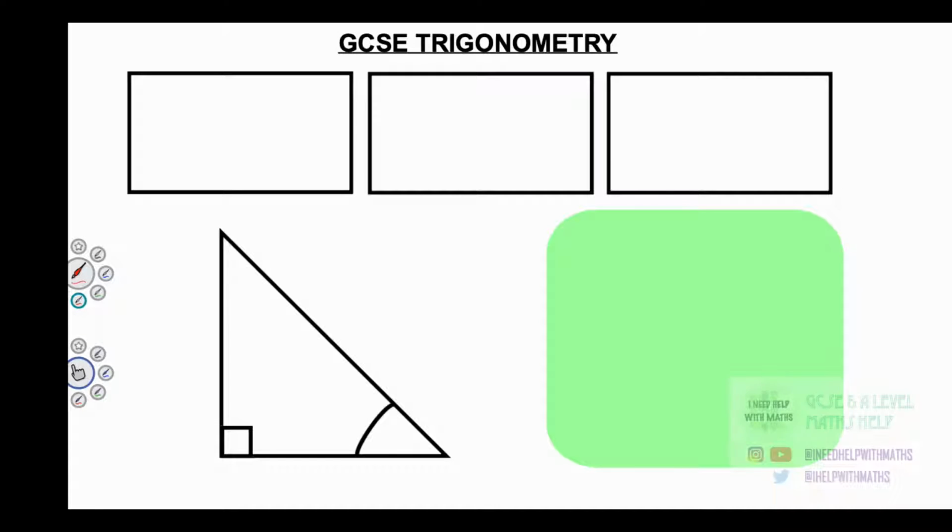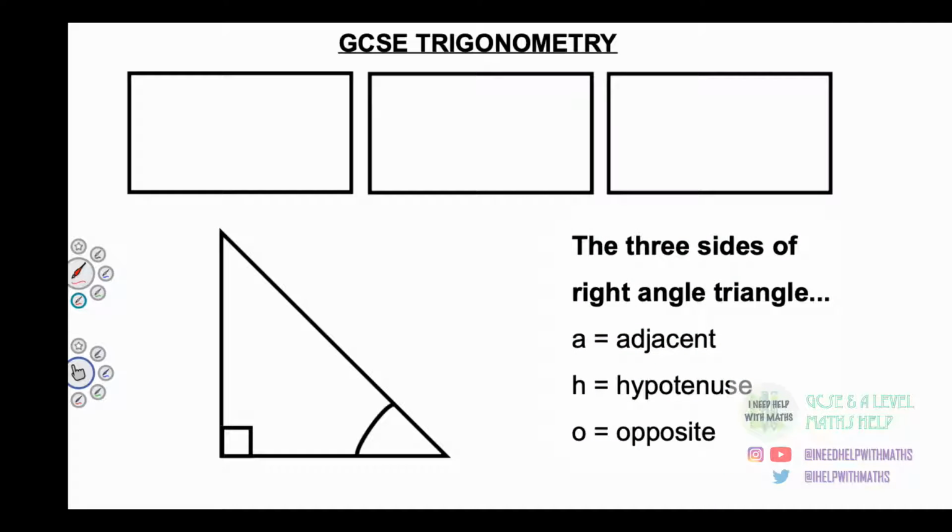Okay, so trigonometry requires you to be able to label sides of a right-angled triangle. The three sides of a right-angled triangle are the adjacent, the hypotenuse and the opposite. And we need to know how to label those on this right-angled triangle here. Now the adjacent side is always the side with the right angle and the angle as well on its side. So this is the adjacent side.